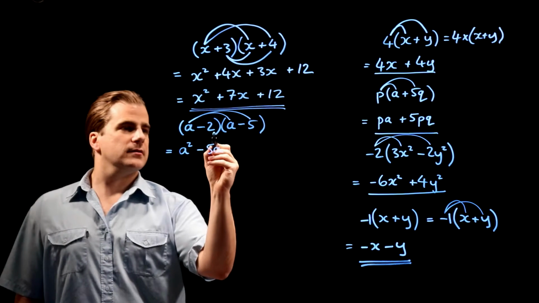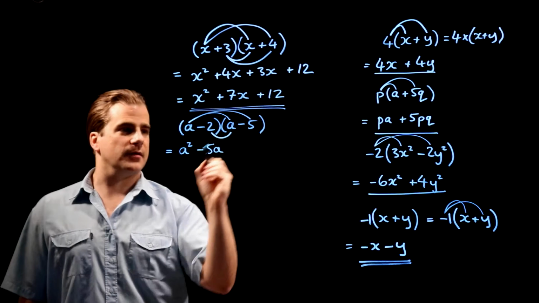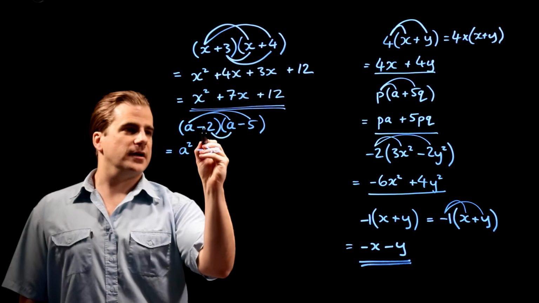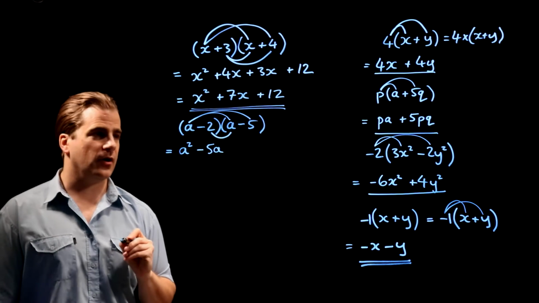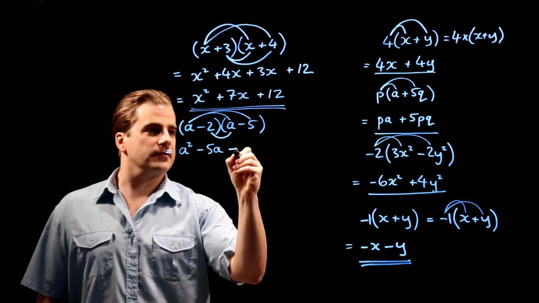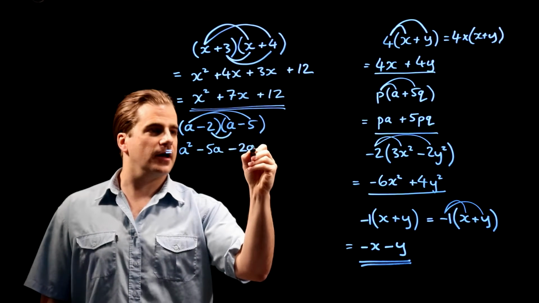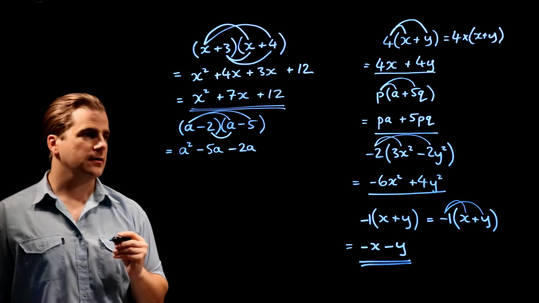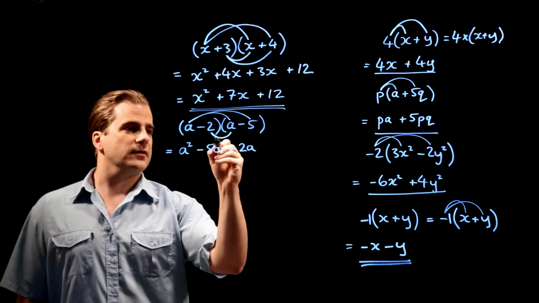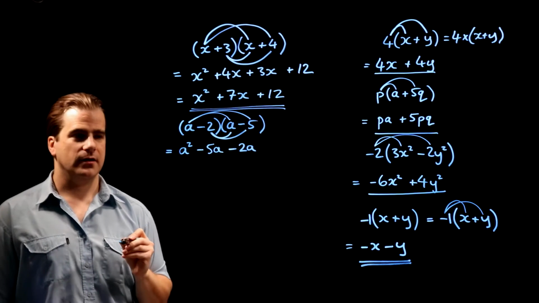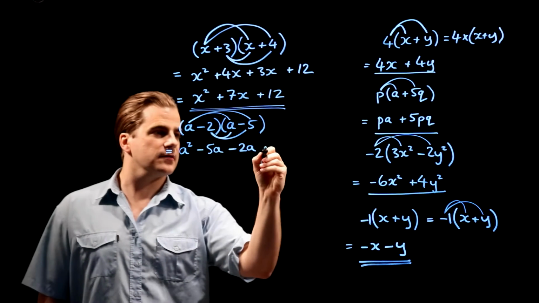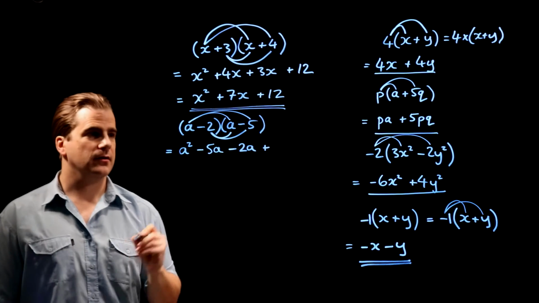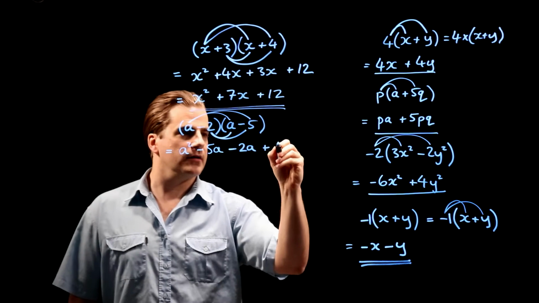Okay? Now we're going to do minus 2 times a. Minus 2 times 1a is minus 2a. Finally, minus 2 times minus 5. It's a minus times a minus, so it's a plus. And 2 times 5 is 10.